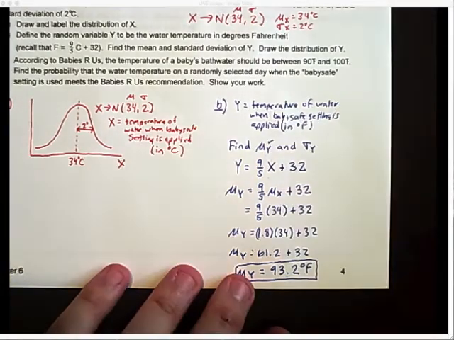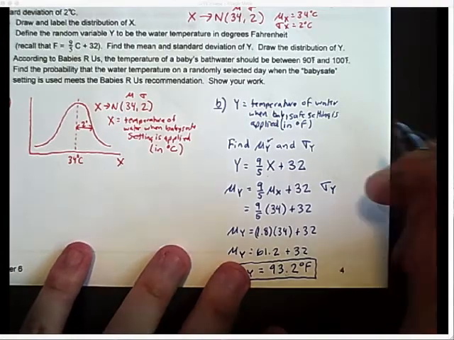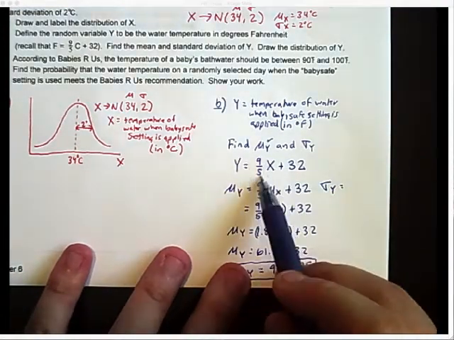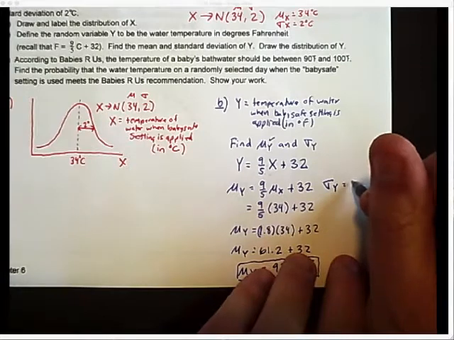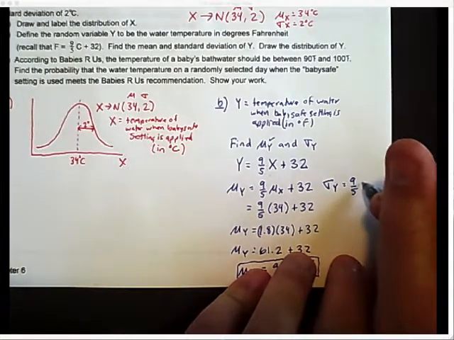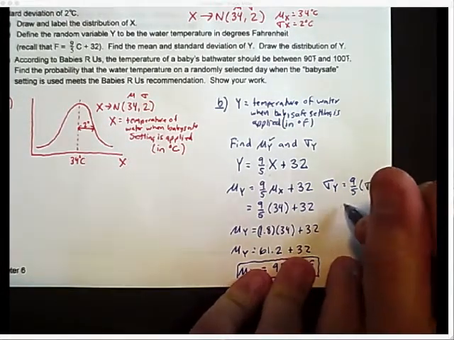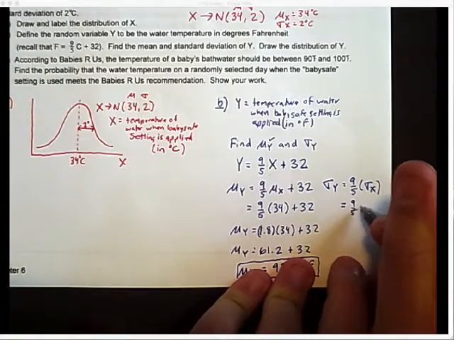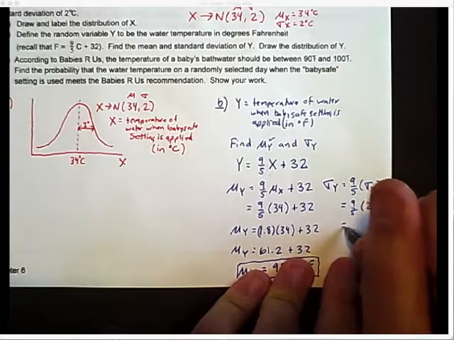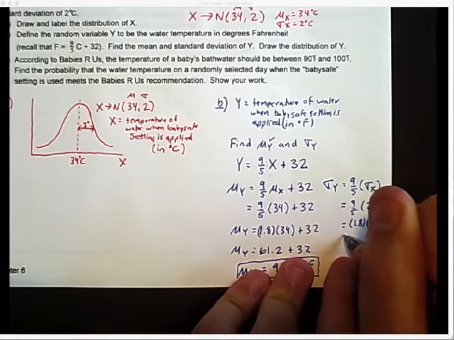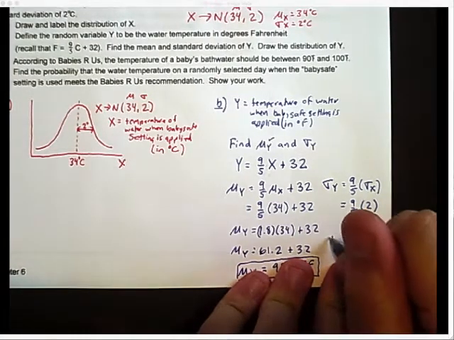Now, we've got mu sub y. Now we have to find sigma sub y. So when I find sigma sub y, the standard deviation of y, the only thing that affects that is multiplying. 32 does not affect the spread. Only the 9/5 does. So I have to take 9/5 times the old standard deviation. So here I would do 9/5, what was sigma sub x? Well, that was 2 degrees Celsius. So this is 1.8 times 2. And 1.8 times 2 is 3.6. And this would also be measured in degrees Fahrenheit.